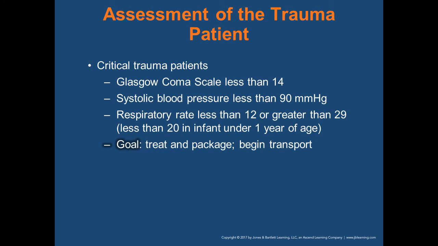Critical trauma patients: Glasgow Coma score of less than 14, systolic blood pressure of less than 90, and respiratory rate of either below 12 or above 29, and then infants above 20 or needing assistance. Our goal is to treat and package and transport the patient.